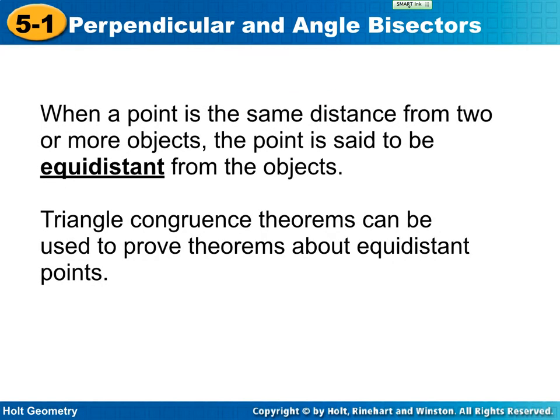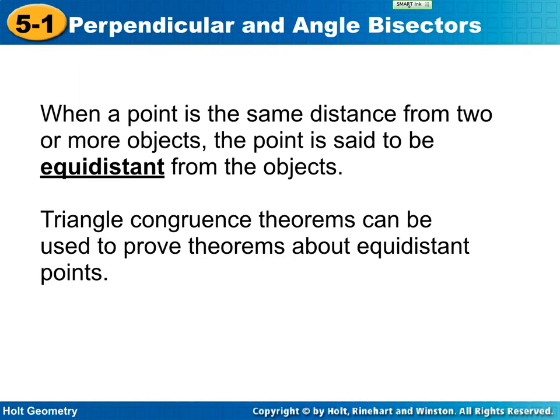All right, let's go through vocabulary things. We're going to be using the word equidistant. What's it sound like that word means? Equidistant. Equal distances, that's exactly what it means. Equidistance is when a point is the same distance from two or more objects. The point is said to be equidistant from the objects.